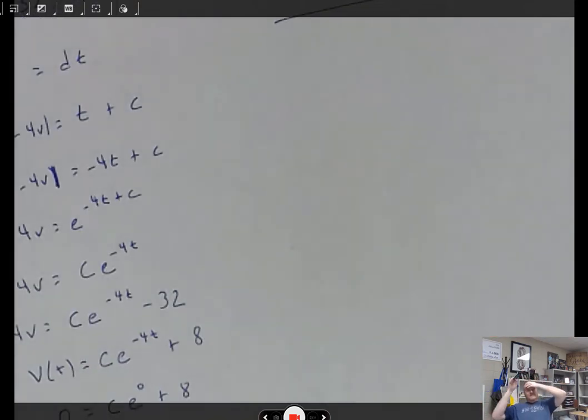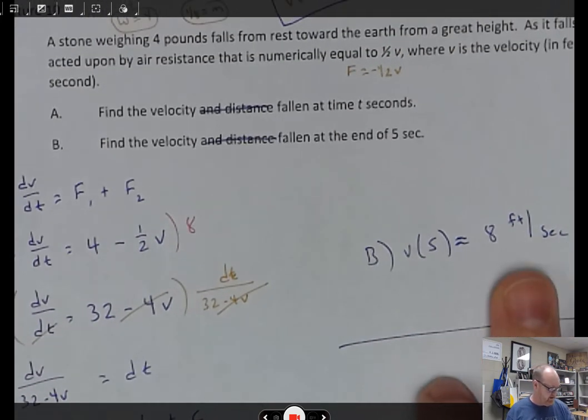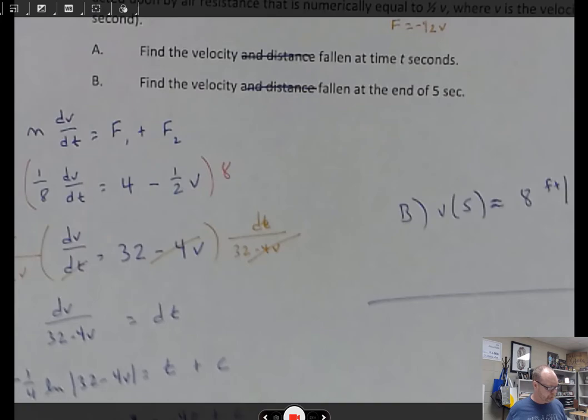What I could do is calculate when the velocity is 0, meaning this object is falling. Excuse me, when it hits the ground, that's when the velocity is 0. I could see what time that is, and I could use that as a condition to solve for C. But again, I think let's just be satisfied with the idea of velocity. Okay, so that's number 1.